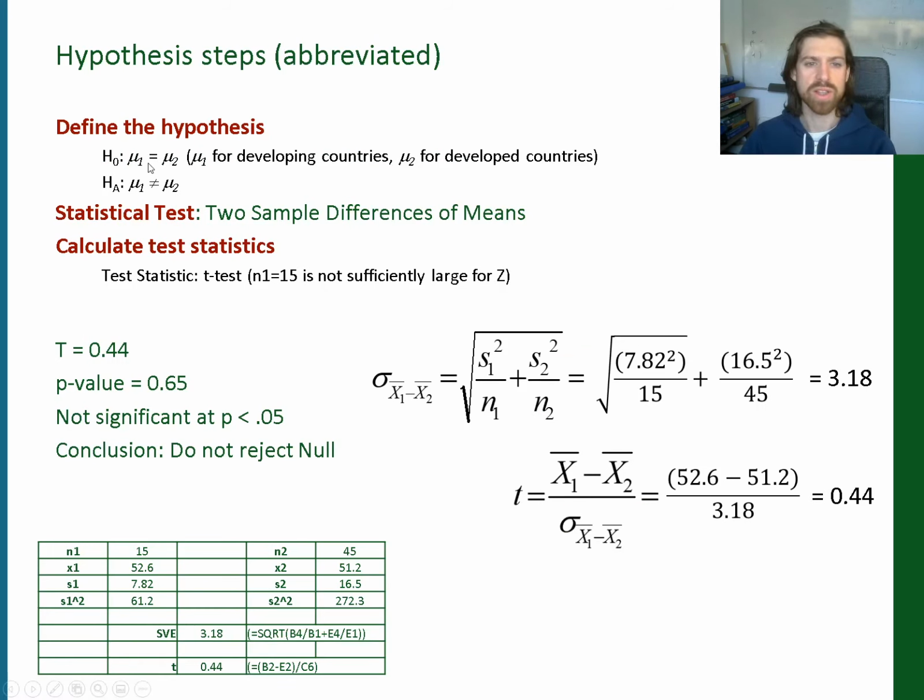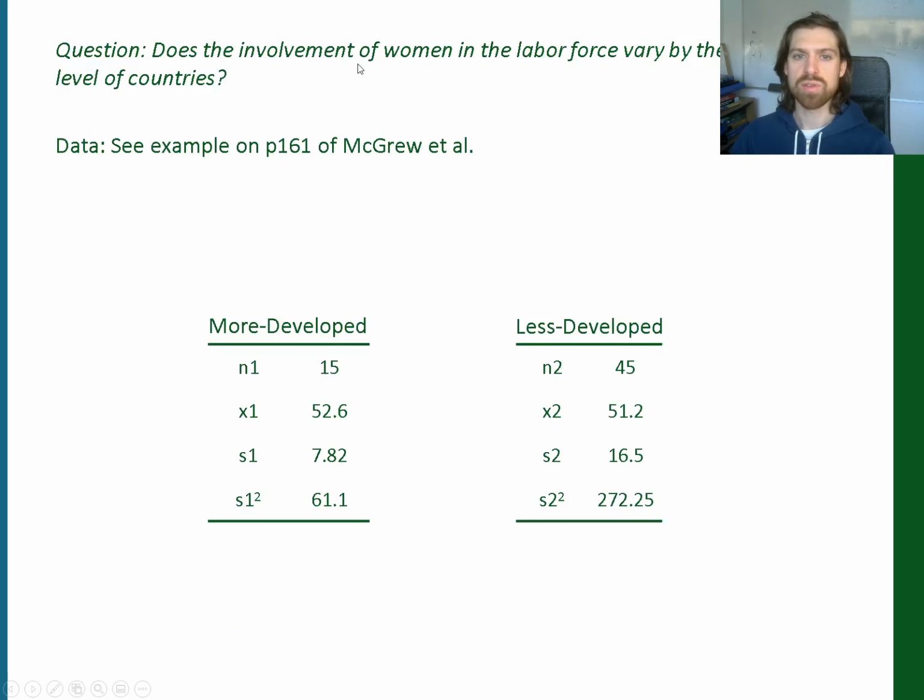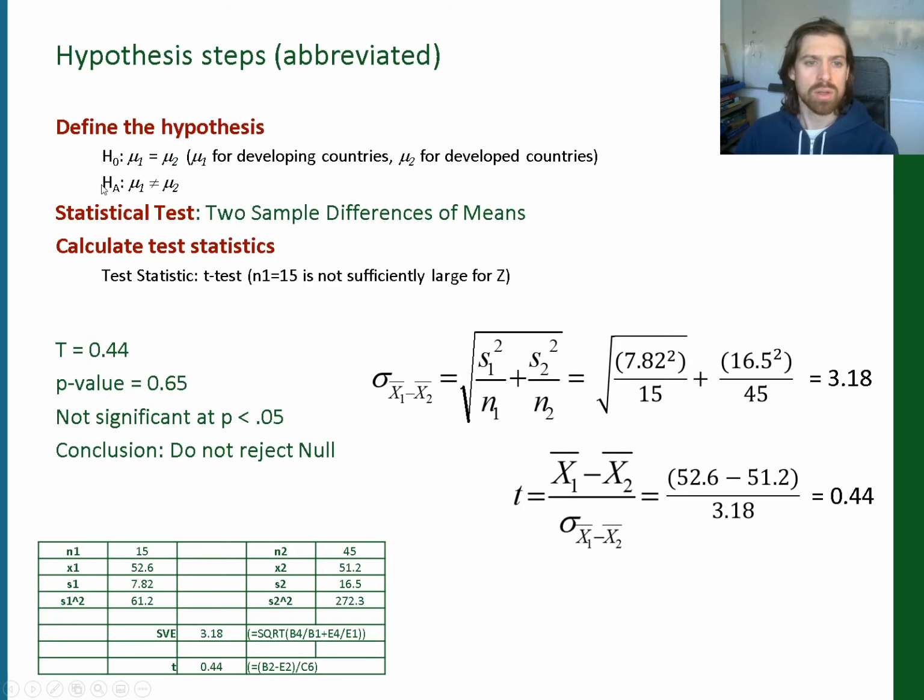First we need to define the hypothesis. The null hypothesis is that there's no difference between these samples, so the level of labour force participation by females is the same in both developed and less developed economies. The alternative hypothesis is that there's a significant difference between the means of these two samples. As they're independent and we're using means, we're going to use the test we've just covered, the two sample difference of means.